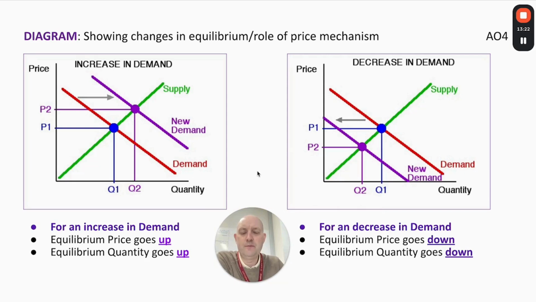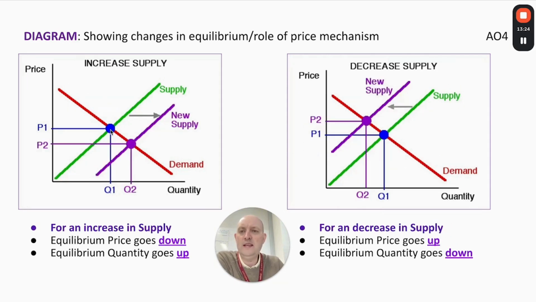Looking at supply, we can now do the same with supply. We did an increase in supply, so we moved from the green supply to the new purple supply curve. You can see that the price goes down from P1 to P2, and equilibrium quantity goes up from Q1 to Q2. So the price goes down, quantity goes up. You can see with the supply curve, the price and quantity move in different directions. With a decrease in supply, it's the opposite situation. We move from the blue equilibrium to the purple equilibrium, so the equilibrium price goes up and the equilibrium quantity goes down.